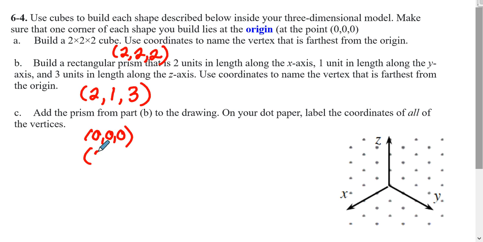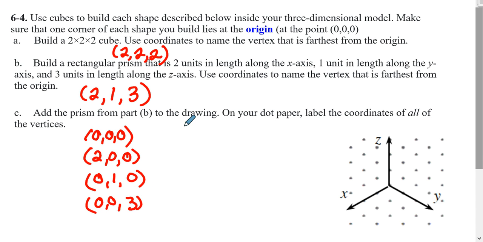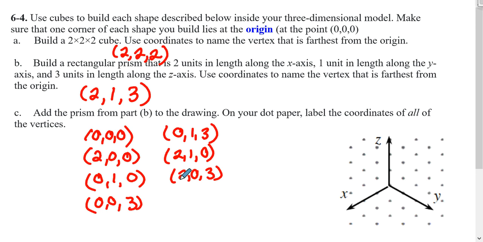On the x-axis, what's the first number? 2, and then 0, 0. Okay, which one's on the y-axis? 0, 1, 0. Good. Which one's on the z-axis? 0, 0, 3. Good. And then when I list all the rest of them, so there's all of them.